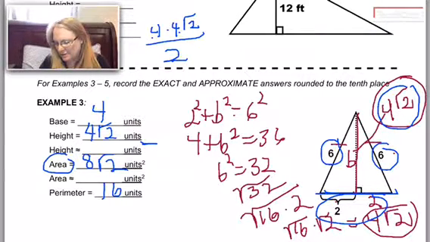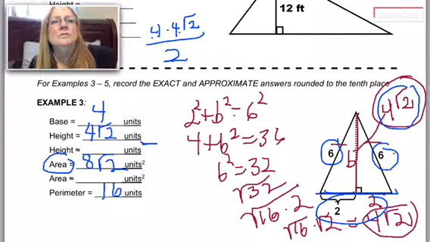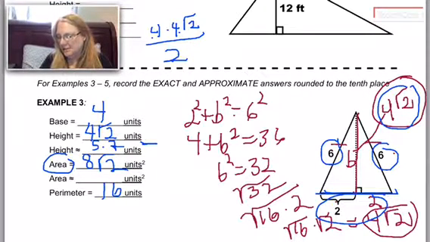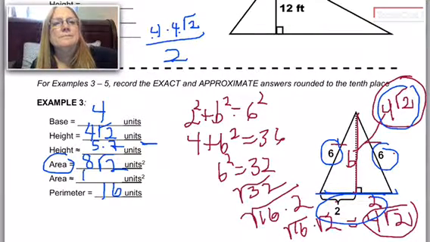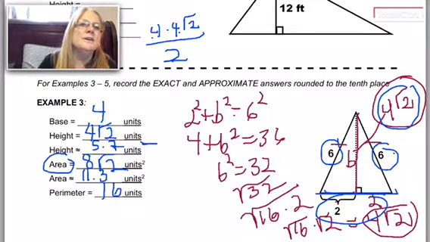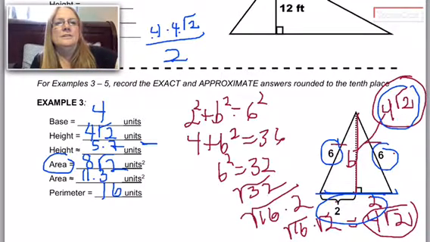And then for these here, the approximate, you're just going to use your calculator. 4 times the square root of 2 is approximately 5.7. And 8 times the square root of 2 is approximately 11.3. Okay, so they are going to want us to try and simplify some radicals here.